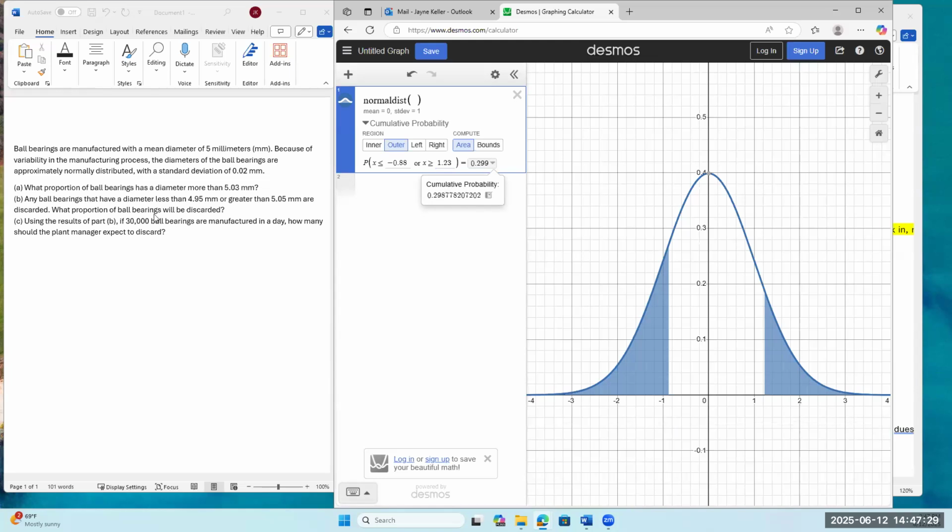I can also use the normal distribution to answer questions about a normally distributed variable that does not follow the standard normal distribution.